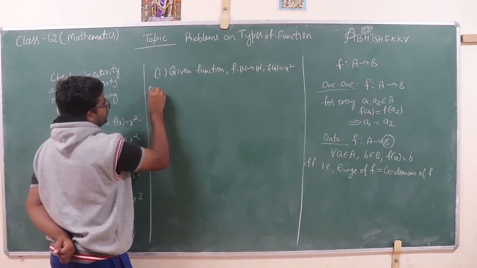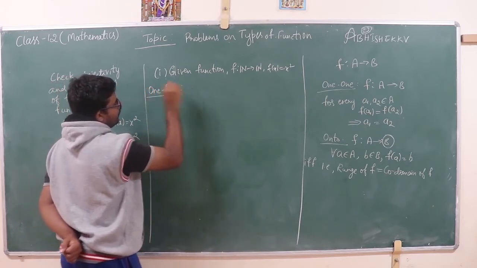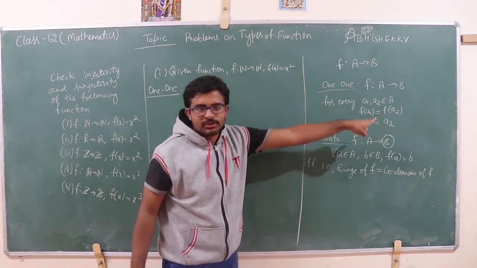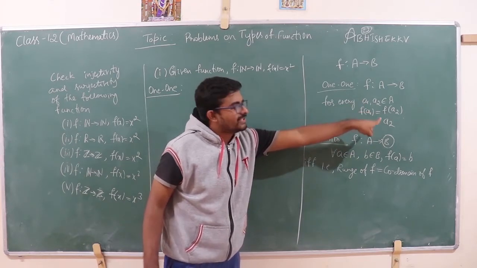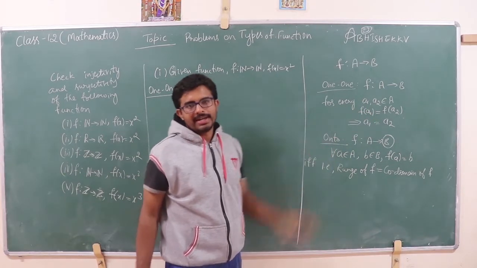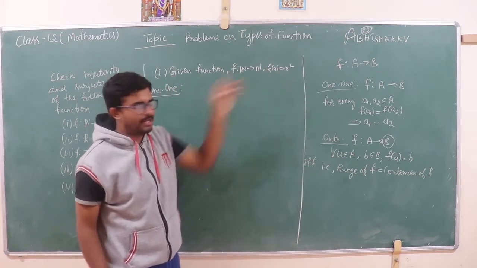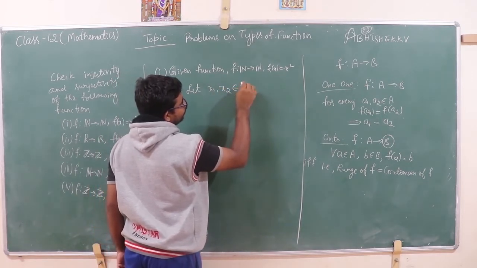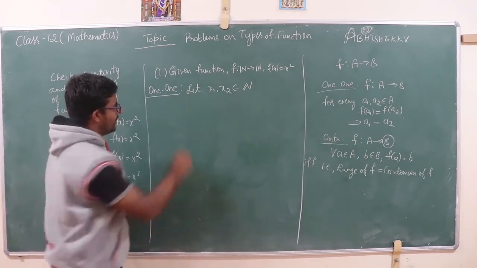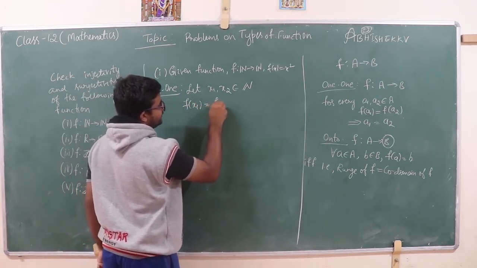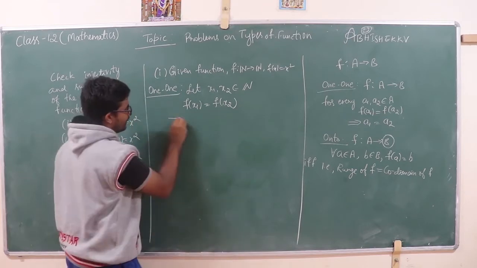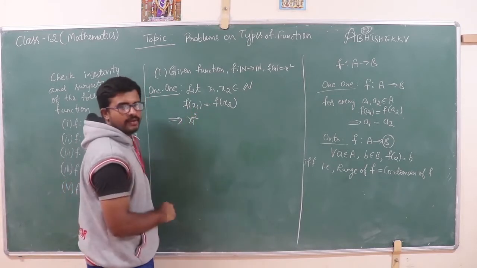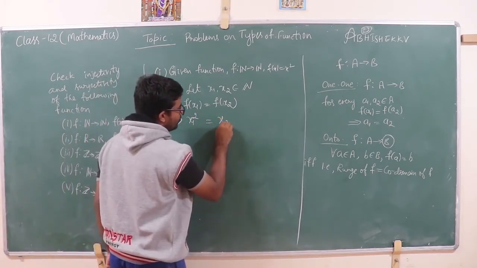Okay, then for 1-1, for every a1, a2 belonging to the domain A, we should consider f of a1 is equal to f of a2. Here they have given f of x is equal to x square. So let x1, x2 belong to the set of natural numbers N such that f of x1 is equal to f of x2. See, if f of x is equal to x square, what is f of x1? This is equal to x1 square. Then what is f of x2? This is equal to x2 square.